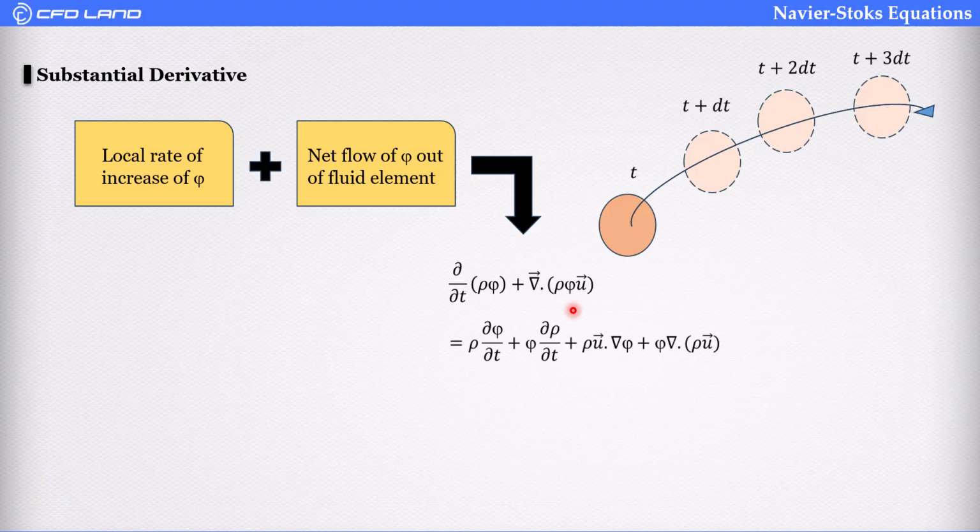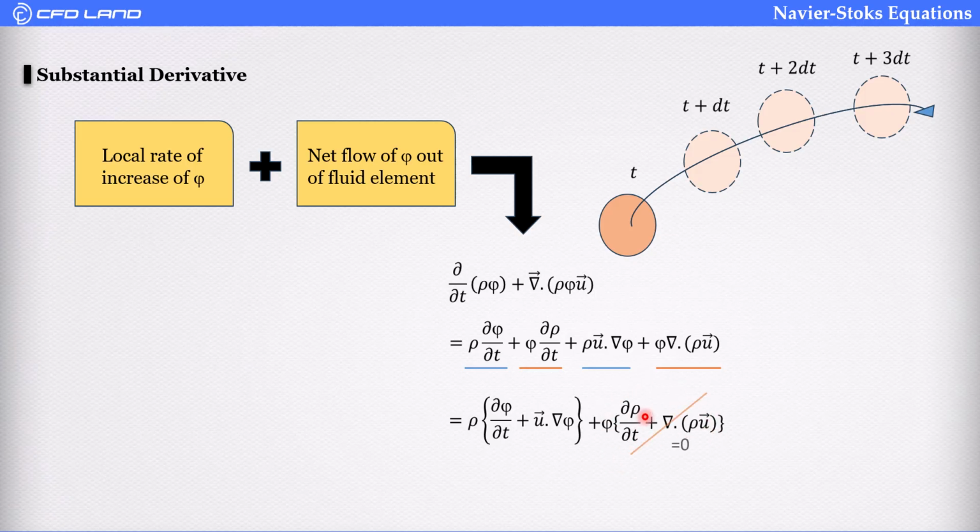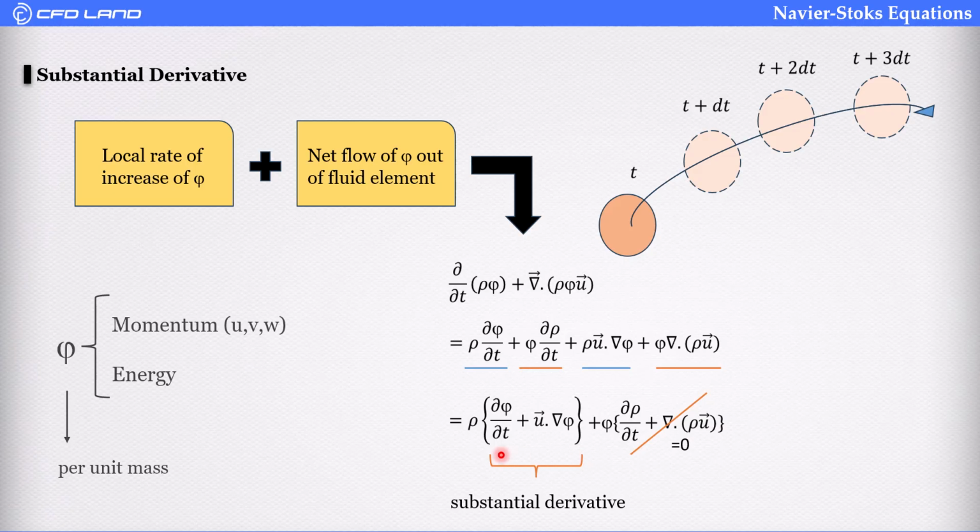If we expand this equation, we have these terms, and when we simplify it, we have these two terms. We already said, based on conservation of mass, this term is 0. So, one more time, our substantial derivative is written.